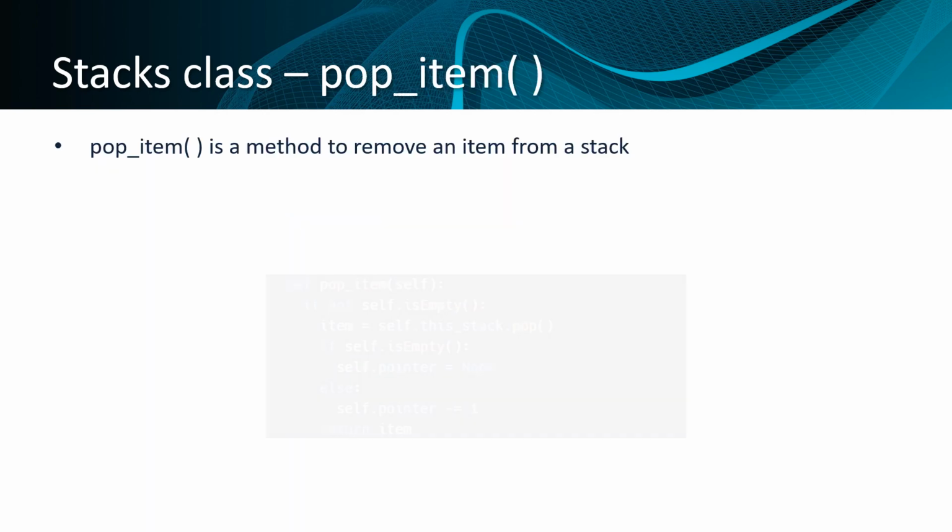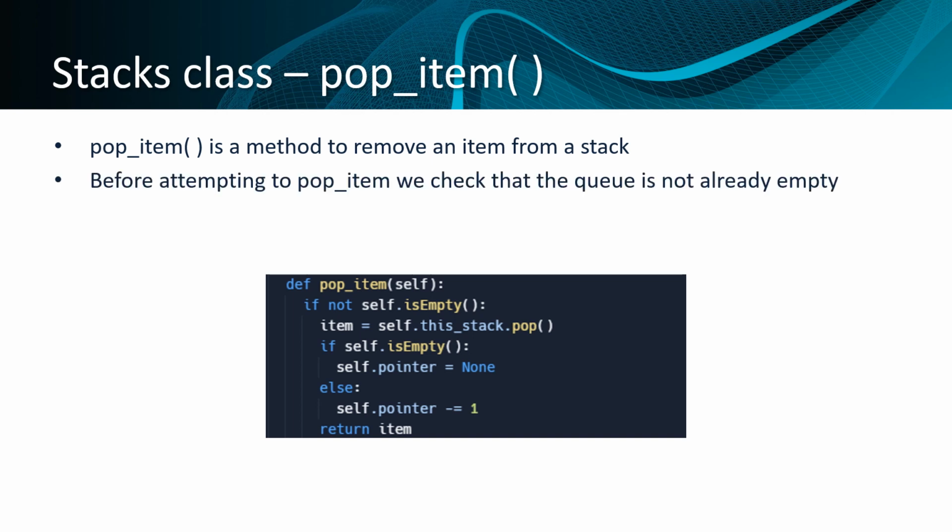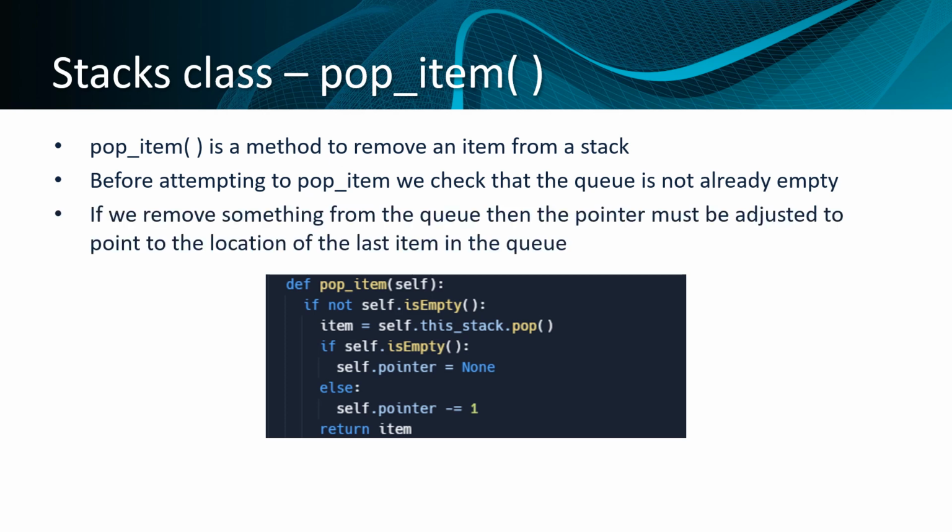Pop is a method to remove an item from a stack. Before attempting to pop an item, we check that the stack is not already empty. If we remove something from the stack, then the pointer must be adjusted to point to the location of the last item in the stack. If we've popped the last item off the stack, then the pointer should now say None. Otherwise, it should be decremented by 1.